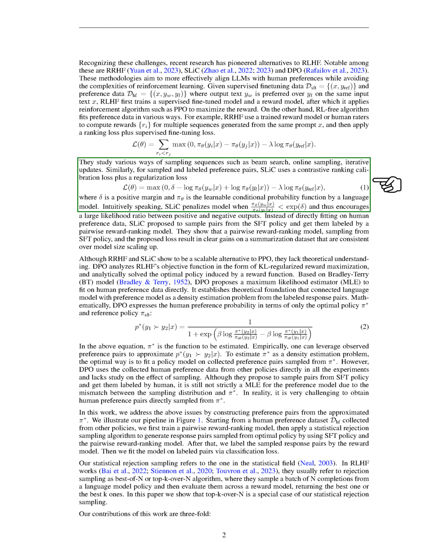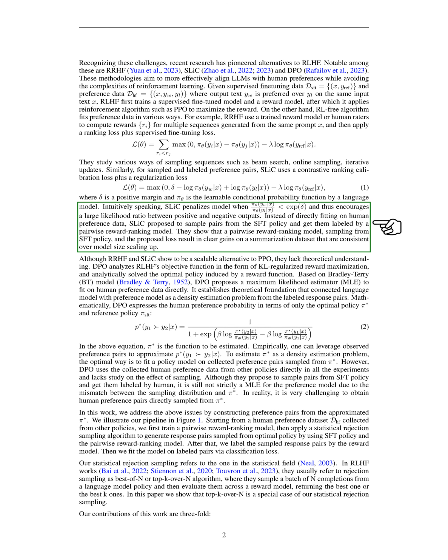They explore various ways of sampling sequences, such as beam search, online sampling, and iterative updates. SLIC, on the other hand, uses a contrastive ranking calibration loss plus a regularization loss for sampled and labeled preference pairs. Essentially, SLIC penalizes the model when the likelihood ratio between positive and negative outputs is less than a certain value, thus encouraging a large likelihood ratio between these outputs.